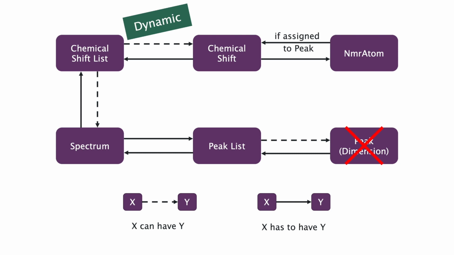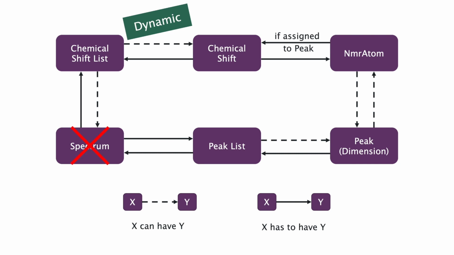In this case, my chemical shifts may become orphaned. But that obviously depends on whether there are any other peaks left which are assigned to that particular NMR atom or not. And remember, these peaks could be in other peak lists or other spectra associated with the same chemical shift list. If I delete a peak list, then that obviously automatically deletes all the peaks within the peak list. Assignment links are broken, and again the chemical shifts might become orphaned.